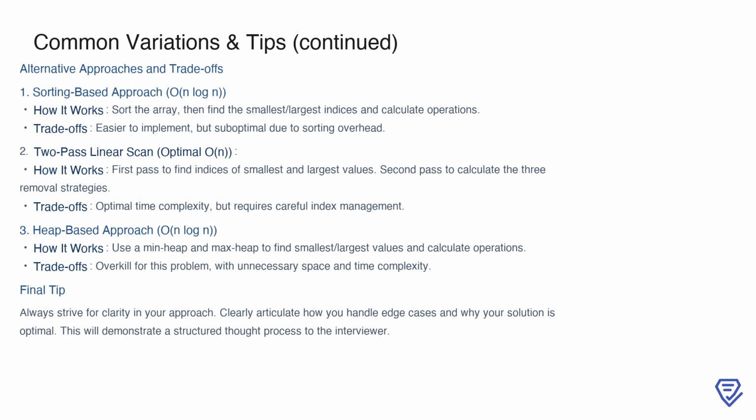Another option is the heap-based approach, where you use a min-heap and max-heap to track the smallest and largest values. However, this method is overkill for this problem, as it adds unnecessary space and time complexity. Ultimately, the two-pass linear scan strikes the best balance between simplicity and efficiency. Whatever approach you choose, focus on clarity, handling edge cases, and demonstrating why your solution is optimal. This will leave a strong impression in an interview setting.